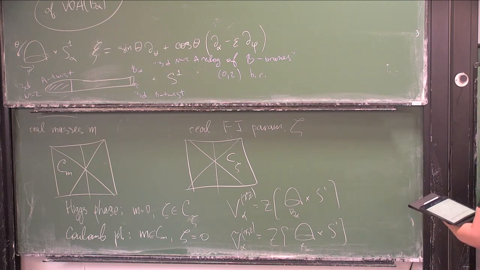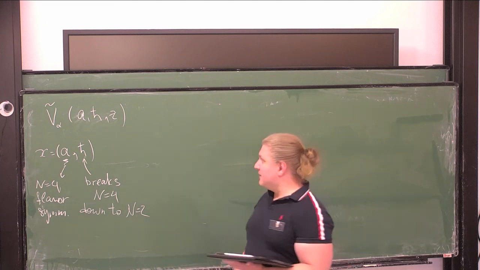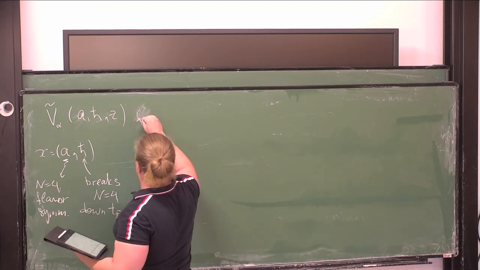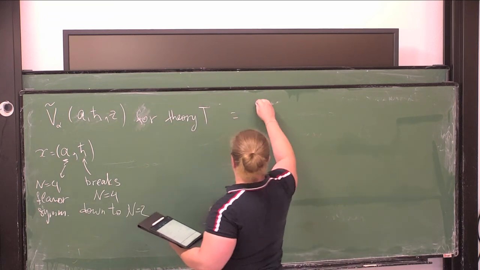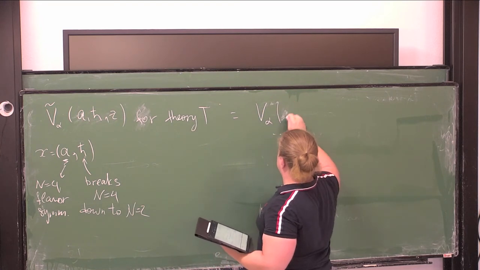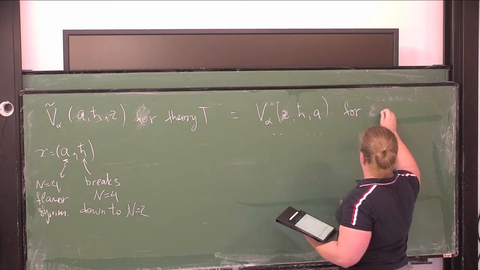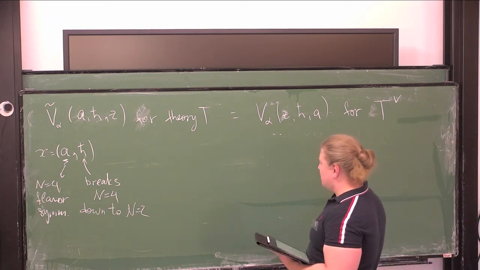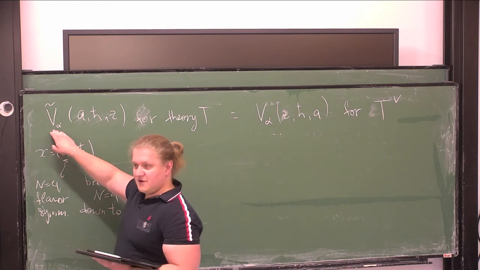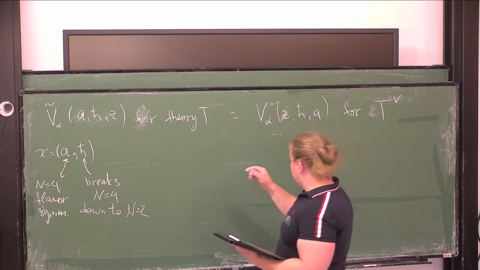So then this quantity for your theory, let's say for theory T, corresponds to V with Z and A swapped, but for the mirror theory, well, let me call it just V check. So the Coulomb branch answer of your original theory and the Higgs branch answer of the mirror theory, with the Z and A swapped, they are equal to each other.